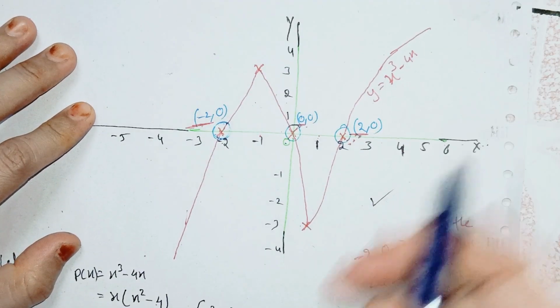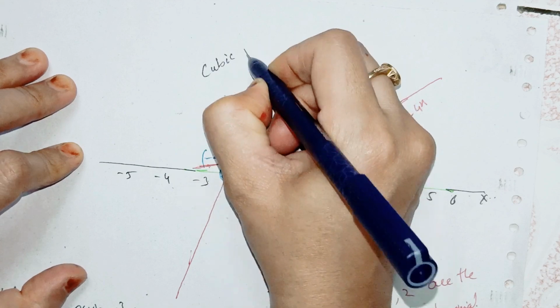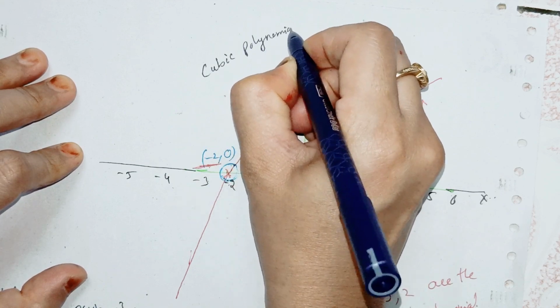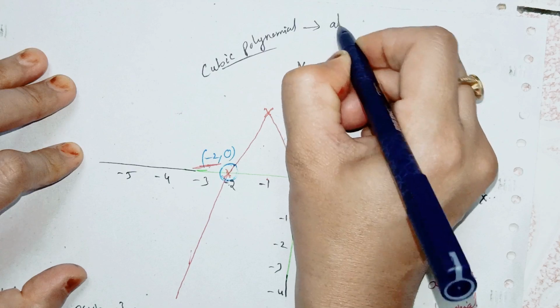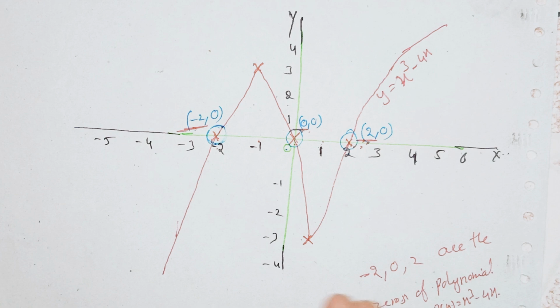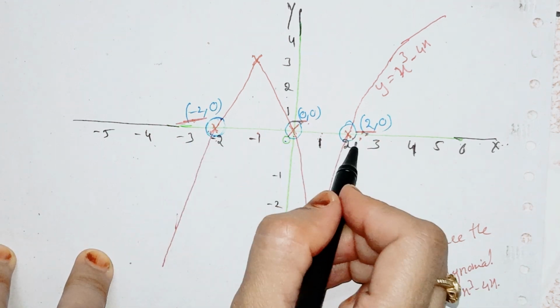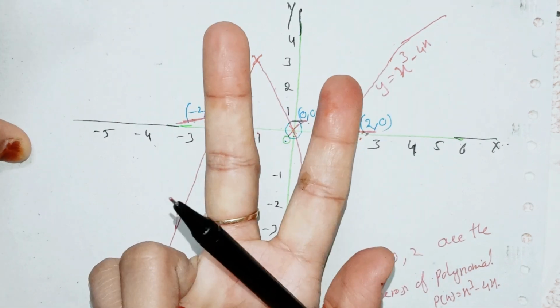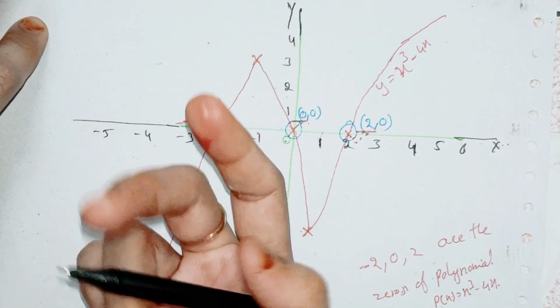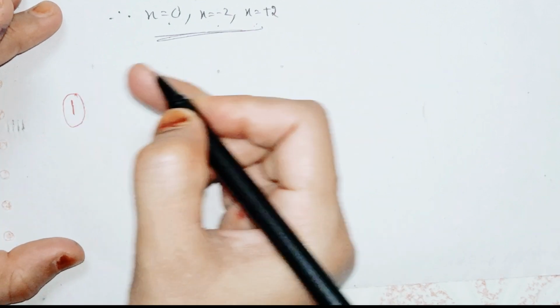Okay, now we'll try to understand. Here I have got 3 points, means 3 zeros. So this is a cubic polynomial. We get at most 3 zeros. I already told you for cubic polynomial you will have at most 3 zeros. Sometimes you may get 2 zeros also, sometimes you will get 1 zero also, sometimes you will get no zeros also. So let's check out those cases also. I'll tell you how the graph will be for this cubic polynomial.